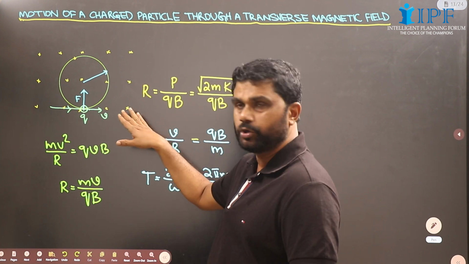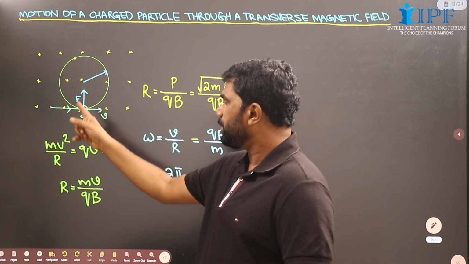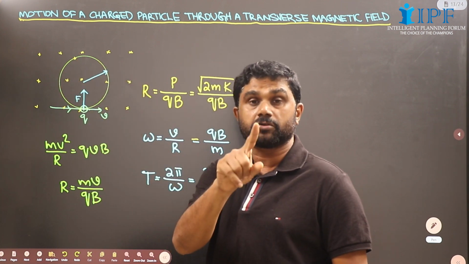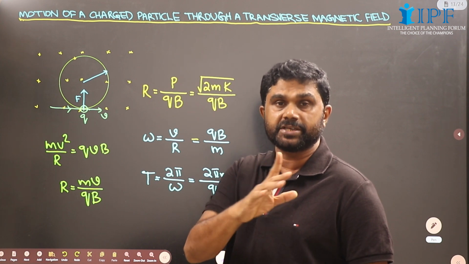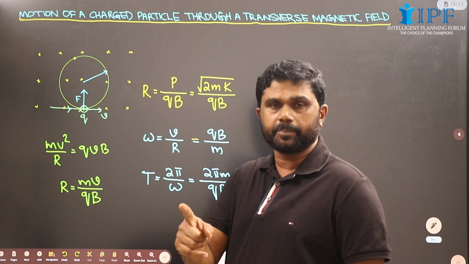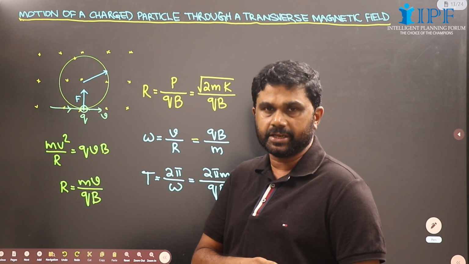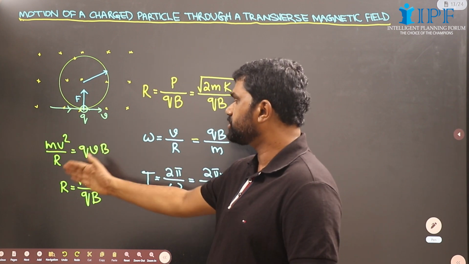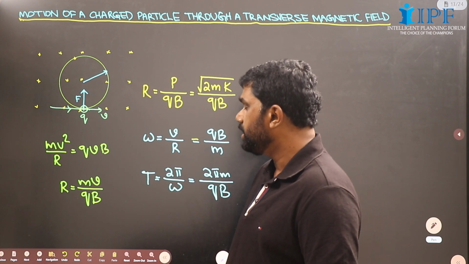Velocity is in the plane of the board and the magnetic field is along the normal to the plane of the board. So the particle will execute uniform circular motion. The necessary centripetal force is provided by the magnetic force qv cross B. Here velocity and field are perpendicular, so qvB sin 90, that is equal to 1. So it will be qvB. So mv square by R, where R is the radius of the circle, is equal to qvB.